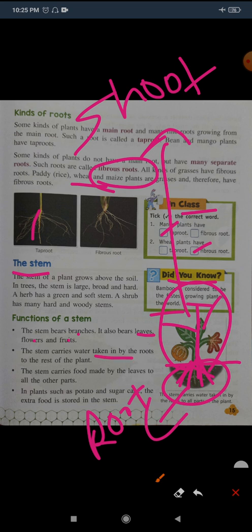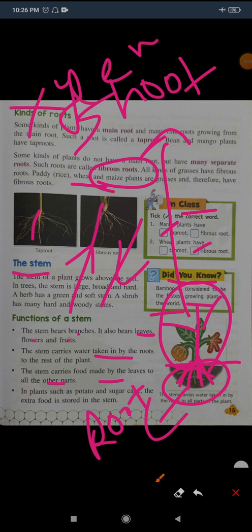The stem carries water and minerals from the root to the leaves. The next, the stem carries food made by the leaves to all other parts. There are two tube-like structures in the stem. One is called xylem, and the other is called phloem. Both tubes are present in this stem. This helps the plant carry food and water from root to the other parts of the plant.